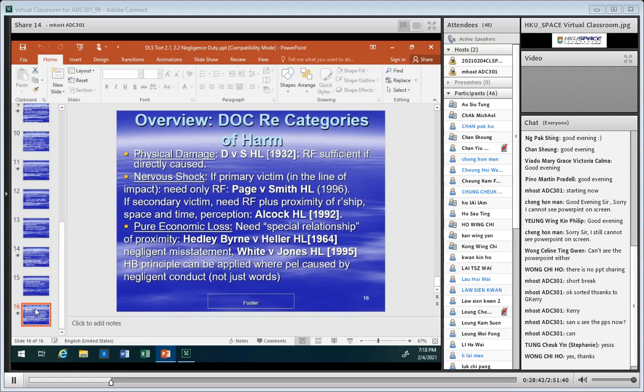So, is duty of care an issue? Well, if it's directly caused physical damage, namely personal injury or property damage, then all you need to show is reasonable foreseeability.